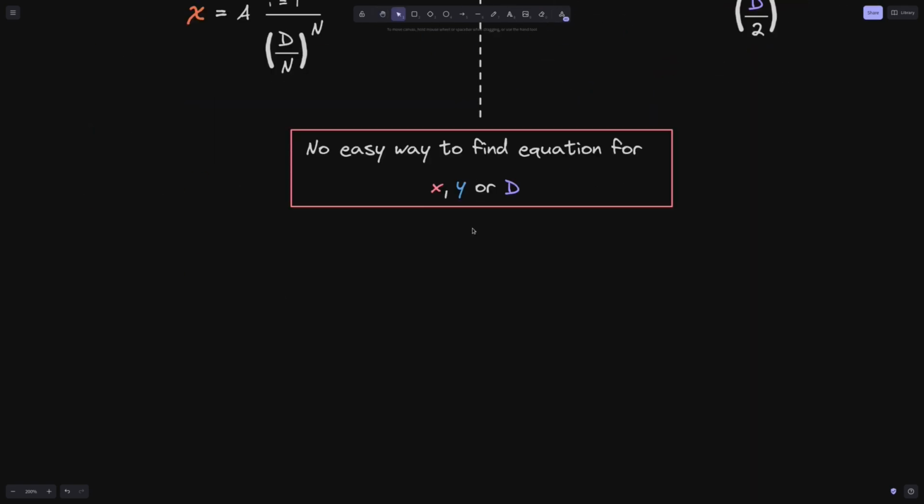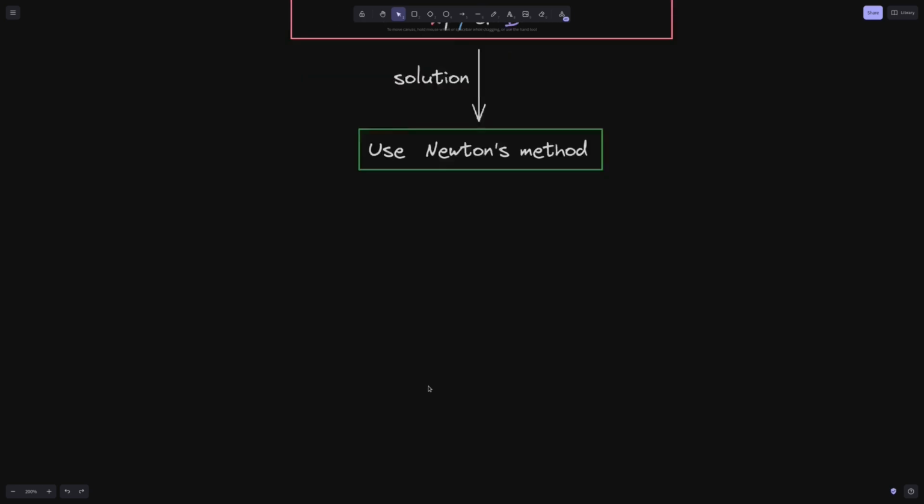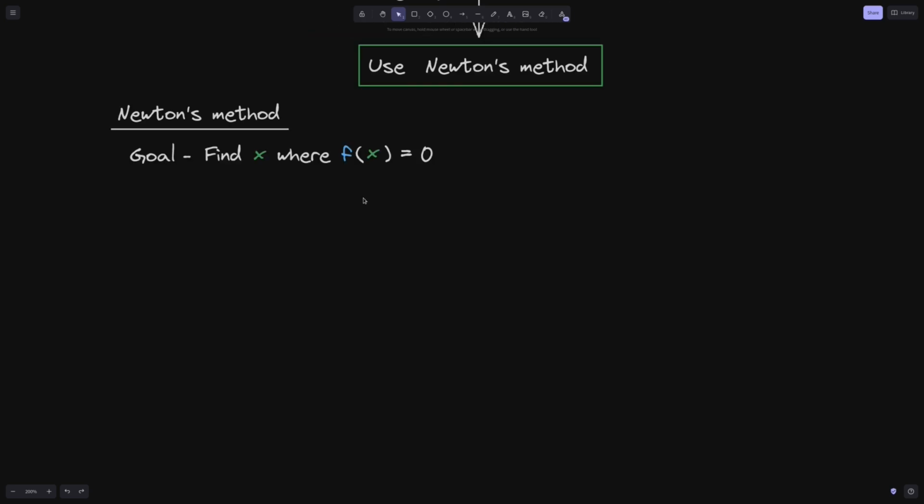So we saw that there might not be an easy way to find the equation for x, y, or d. In Curve's equation, this d sort of represents liquidity. The solution that Curve uses to find x, y, or d is to use a mathematical technique called Newton's method. So what is Newton's method? Newton's method is a mathematical technique to find the solution for the equation f of x equals 0. So the goal is to find x where the function f of x will evaluate to 0. Don't worry for now if this sounds abstract. In the next video, we'll go through a Python example.